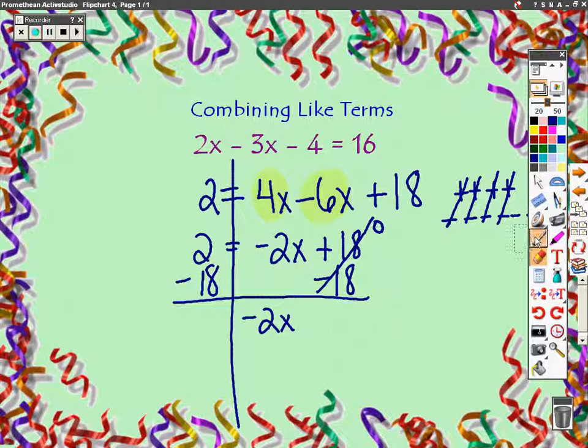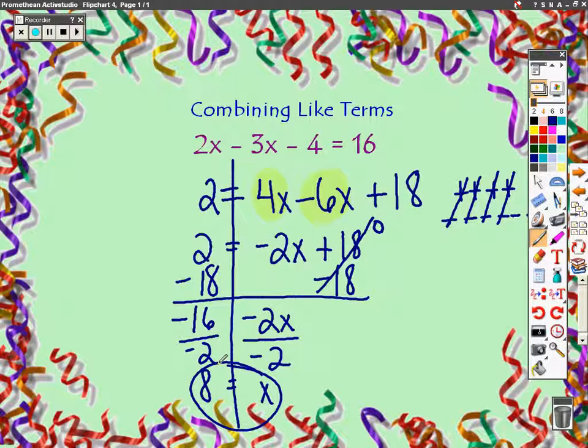So the idea is we're trying to get rid of things, eliminate them. Over on the left side, I have negative 16. I'm going to divide by a negative 2 and divide by a negative 2. X is equal to positive 8. And that's how we distribute.